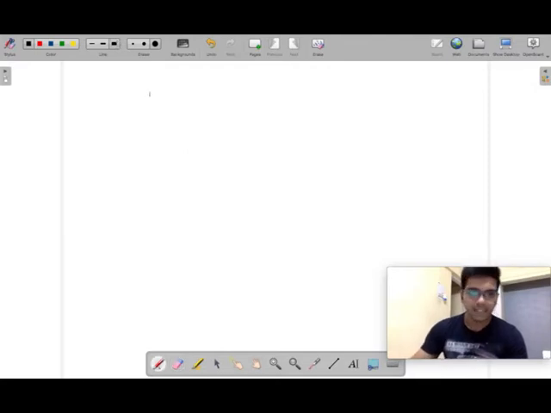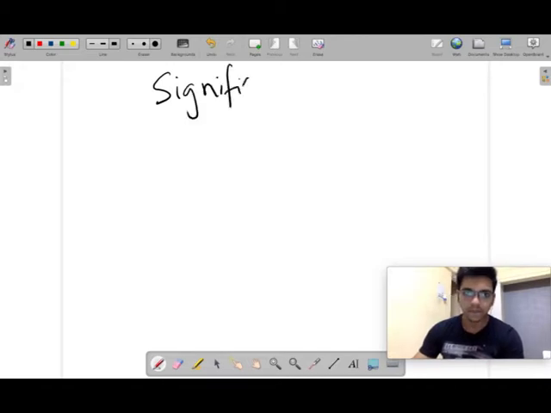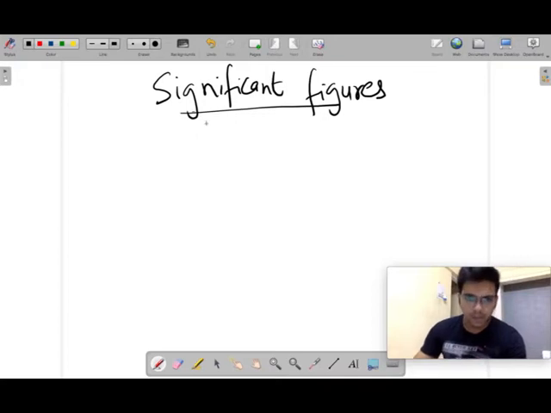Okay, so first let's start with what significant figures are. What do you think is a significant figure? As the name suggests, significant means kind of important. So we're interested here in knowing which figures in a number are important and which are not important.